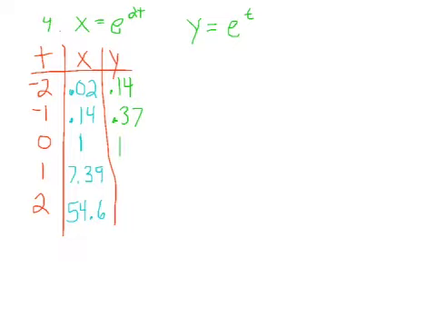E to the 0, of course, is 1. E to the first, we know that is 2.718, or 2.72 if we round. And e to the second, we know from last time, is 7.39. Okay, so this graph that we're going to create is going to have a lot of decimals in it, but that's okay. We'll just graph it as accurately as possible.